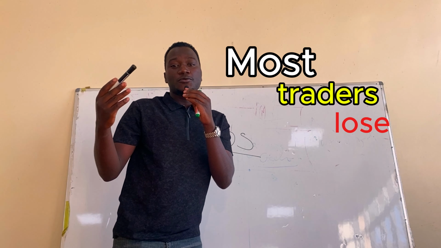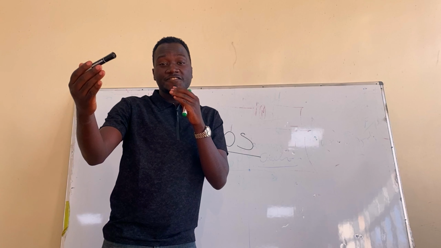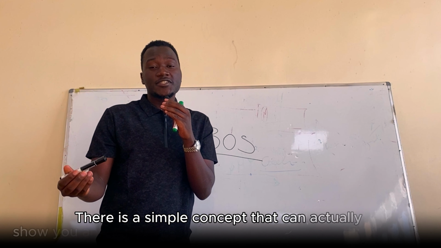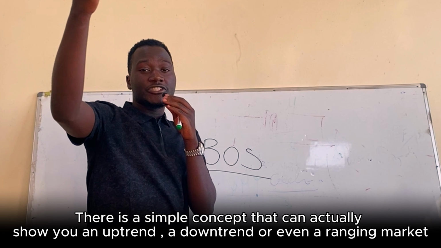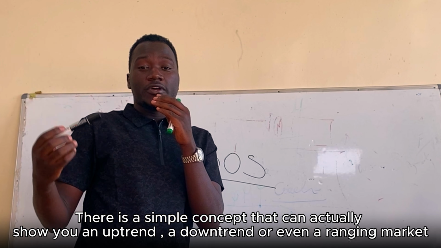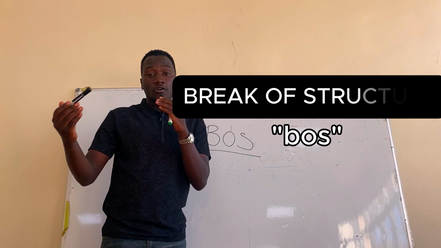Now, most traders lose money because they don't even know when the market changes direction. They buy at the top, sell right before the reversal. But what if I showed you that there is a simple concept that can show you that the market is changing direction, or reversing, or even continuing in that same direction? And that is what we call break of structure.